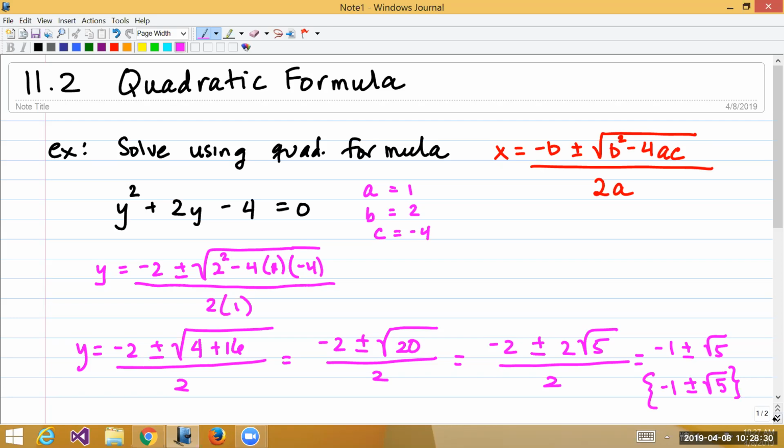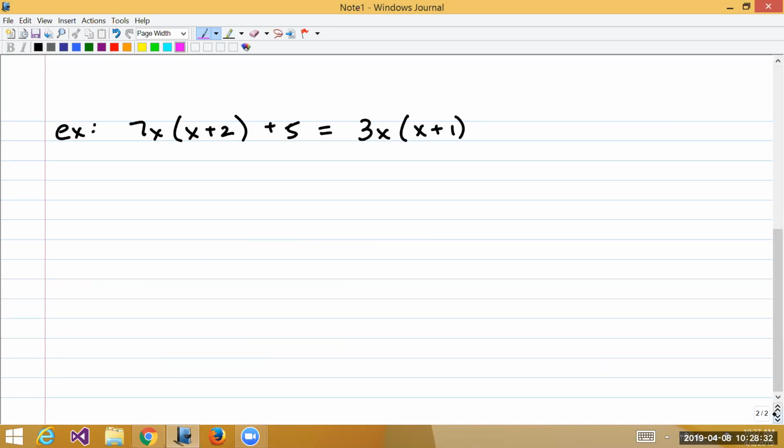Okay, let's try another one. So notice this one is not simplified. We have parentheses, meaning that we need to distribute terms still, and we have terms on both sides. Everything needs to be collected. So let's go ahead and first combine it, or open everything up. So that gives us 7x squared plus 14x plus 5 equals 3x squared plus 3x.